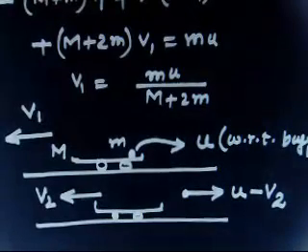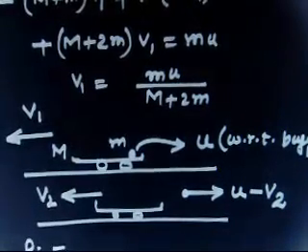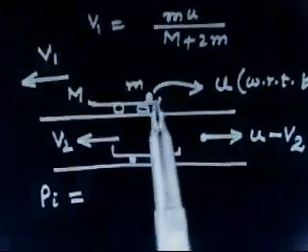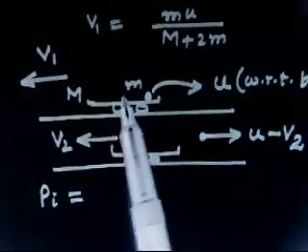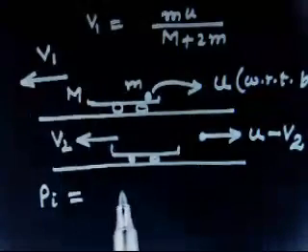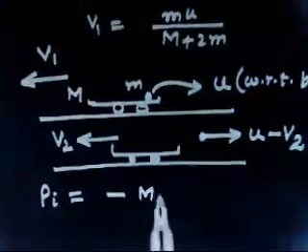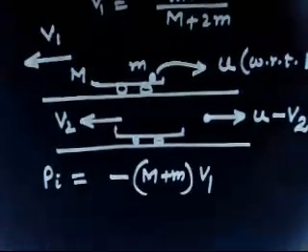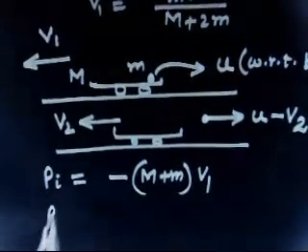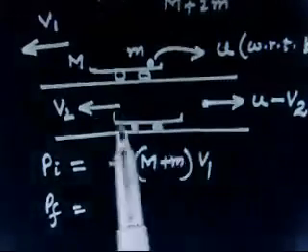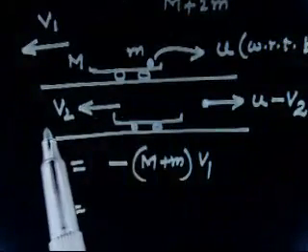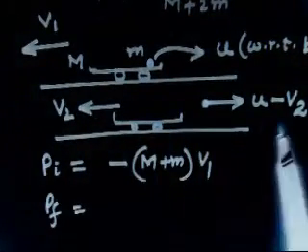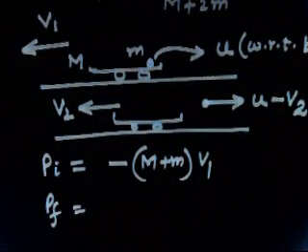Now I will apply the momentum conservation. Initial momentum, what is the initial momentum we have? This man plus this buggy system is going in the backward direction with the speed v1. So I have (M plus m) v1, because it's going in the backward direction, that's why I have taken the minus sign. Let us say the final momentum we have. So this buggy is going in the backward direction with the speed v2, and this man is going in this direction with u minus v2.